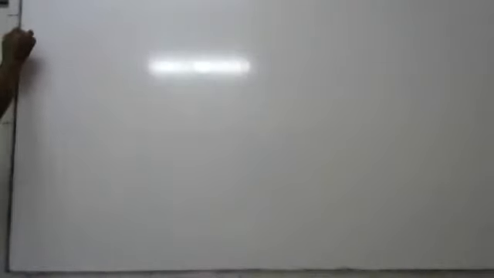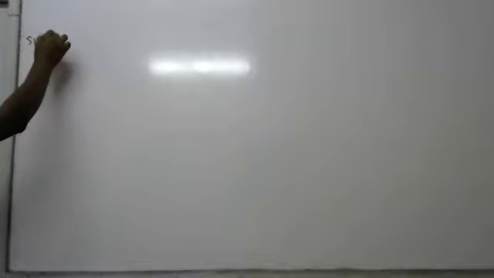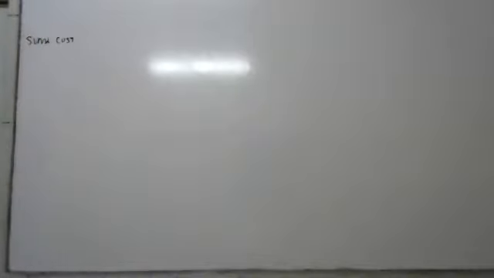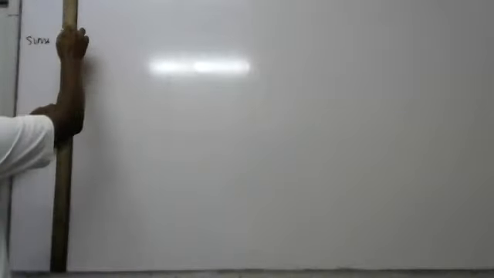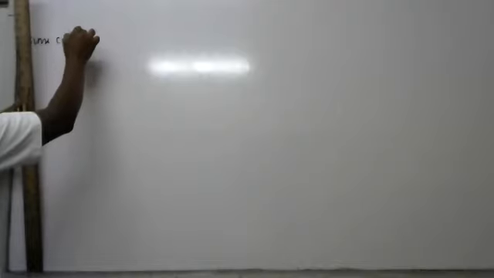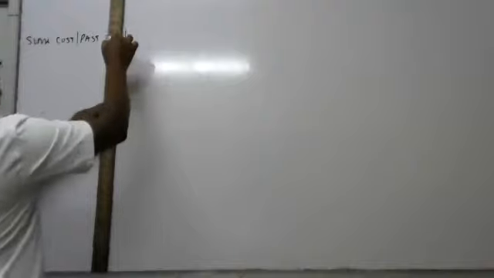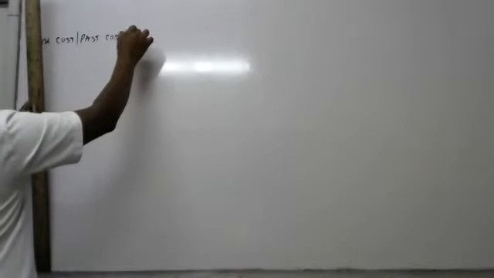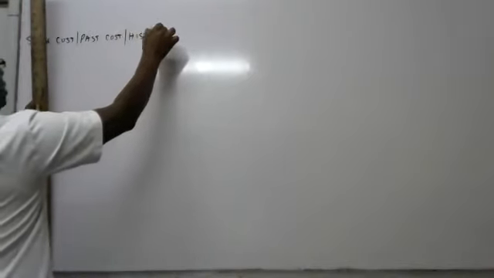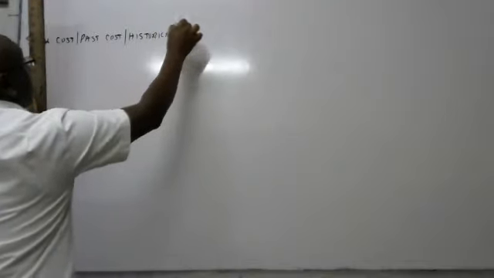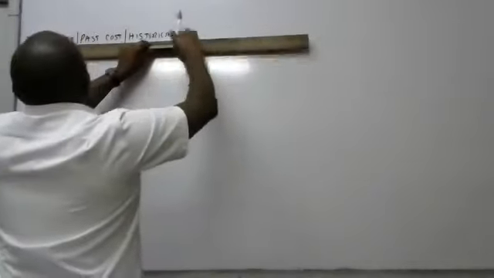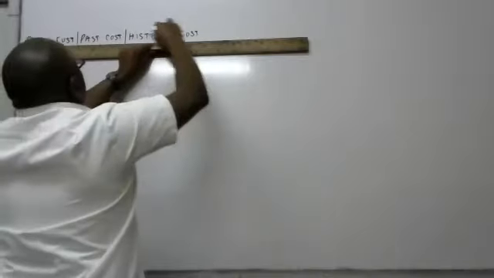So the first cost is called sunk costs. Now, this sunk cost is also known as past costs. It is also known as historical costs. So those are the three names that go hand in hand to explain the same thing.